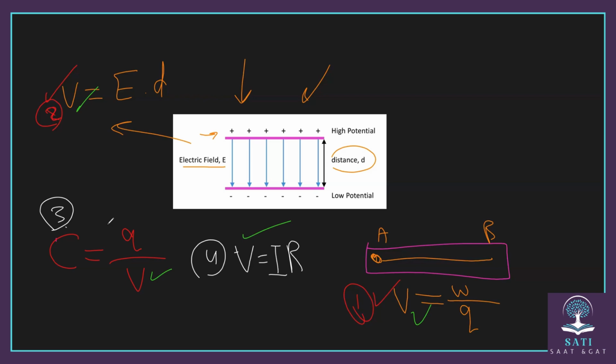Now we understand this one is related just to a uniform electric field, this one is related to the work needed to move an electric charge from point A to point B, this one is related to the capacitor and capacity, and this one is related to the current and the resistance. So based on what is asked and what is given in the question, you can choose which formula to use to solve the question.